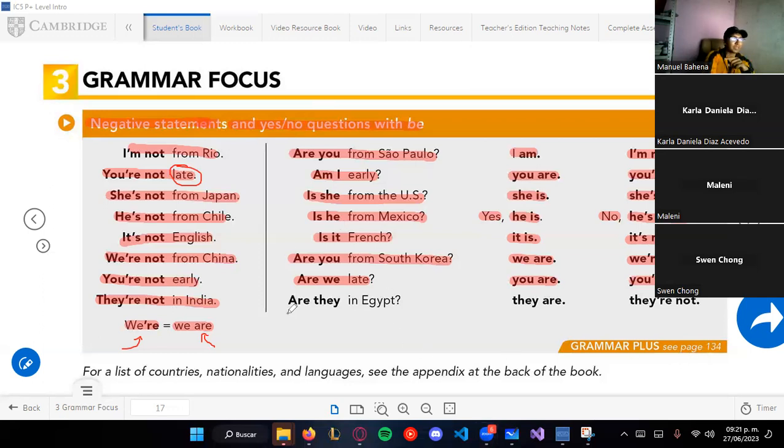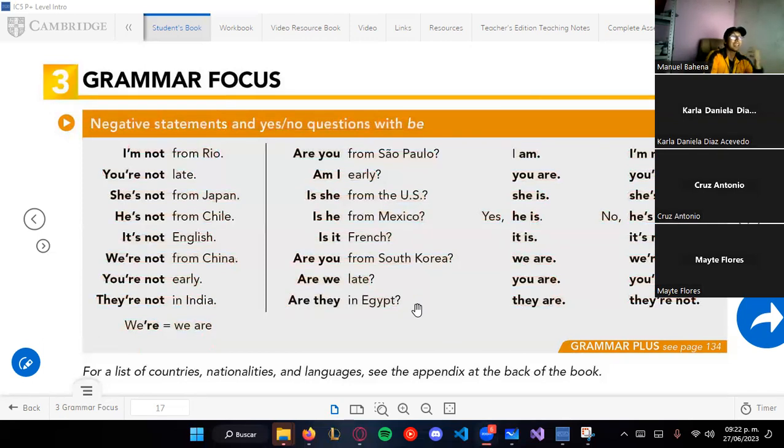And last one. La última. Last but not least. Are they in Egypt? Yes, they are. No, they're not. ¿Y esta última qué significa entonces? ¿Están ellos en Egipto? ¿Ellos están en Egipto o ellos son de Egipto? Ellos están, mejor dicho. Are they in Egypt? ¿Ellos están en Egipto? Yes, they are. Sí, lo están. No, they're not. Exactly. Perfect.